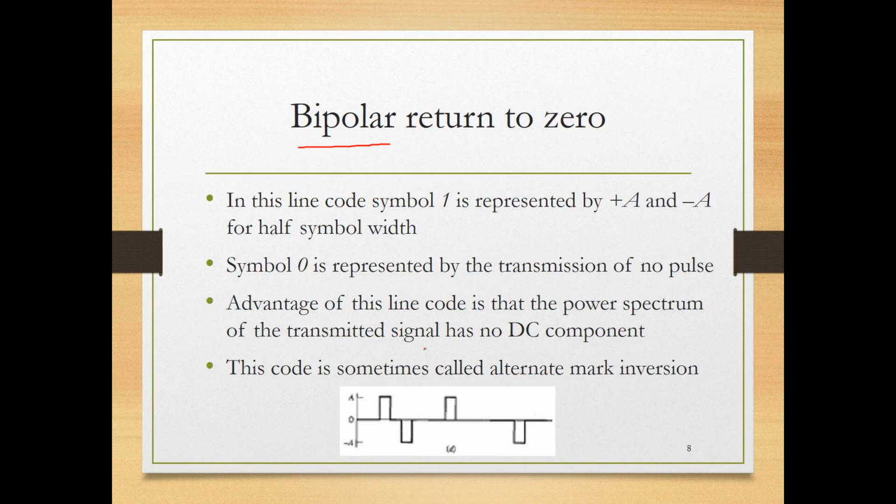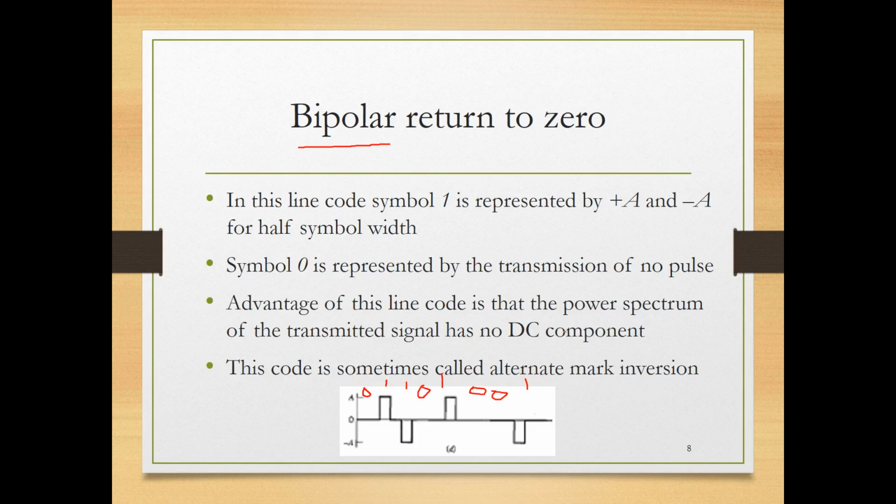It changes. In this line code, symbol 1 is represented by plus A and minus A alternately for half the symbol width. The other half goes to 0. For example, what's the bit sequence that's represented by this electrical signal? 0, 1. What's this? Again 1, because this is bipolar. The first one is positive, the next one is negative. Then 0, then 1, 0, 0, and 1.